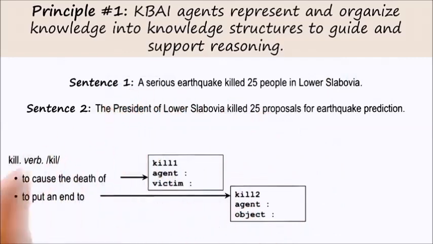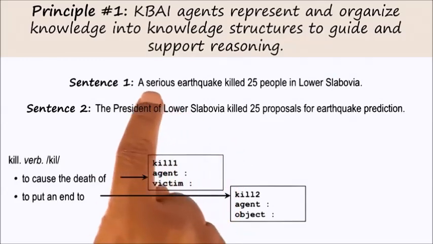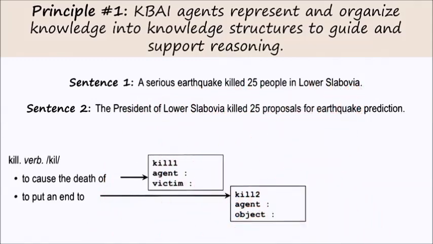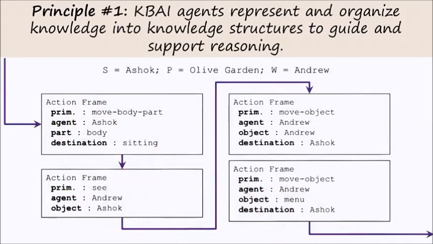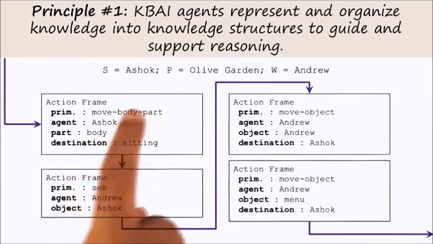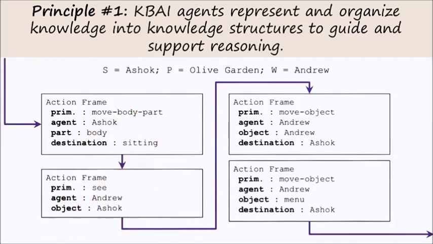Frames were another knowledge structure that organized knowledge and guided and supported reasoning. Given frames for things like earthquakes, we could reason about sentences like a serious earthquake killed 25 people in a particular country. We also used frames to support common sense reasoning. Here Ashok is moving its body part to a sitting position. Here Ashok is moving himself into a sitting position. Here Andrew sees Ashok. Now Andrew moves to the same place as Ashok, and Andrew then moves the menu to Ashok.